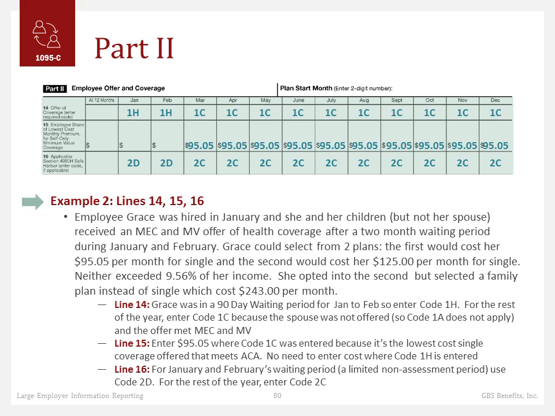And then on line 16 for March through December, you're going to enter 2C. 2C is that she enrolled in coverage, and therefore you would enter that. Now, if she had opted out of coverage, that would be a different rule. A different code would apply.